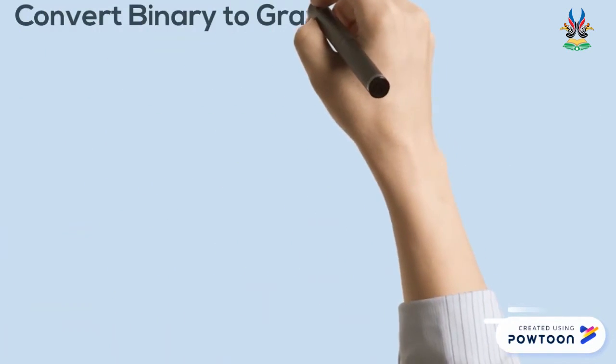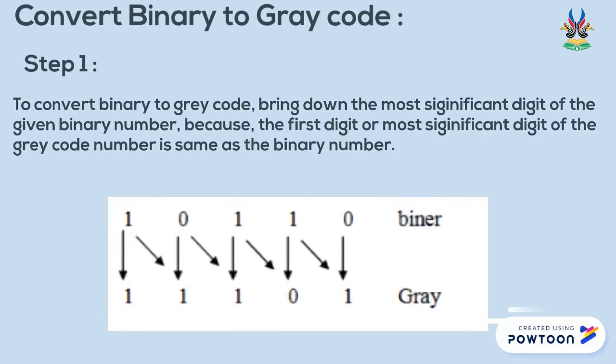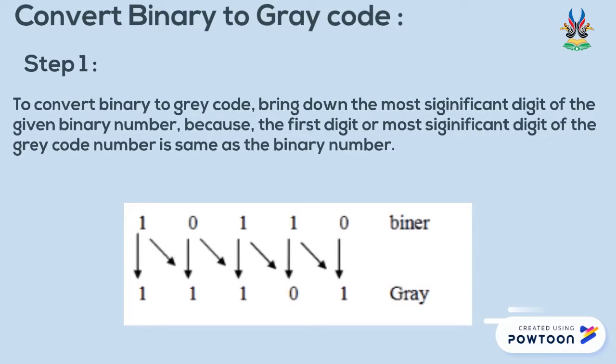Binary to Gray. To convert binary to Gray code, bring down the most significant digit of the given binary number, because the first digit or most significant digit of the Gray code number is the same as the binary number.